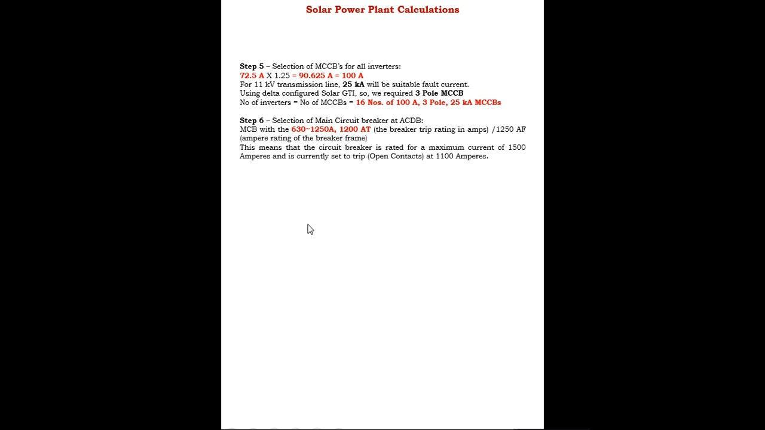Now the selection of the main circuit breaker at ACDB, that is AC distribution box. So we are having this capacity and we are considering this 1500 ampere and it is currently set to trip at 1100 ampere. So with this we are going to select 1250 kVA capacity of step up transformer of 400 volt, 11 kV, means primary 400 volt, secondary 11 kV, oil natural and air natural.